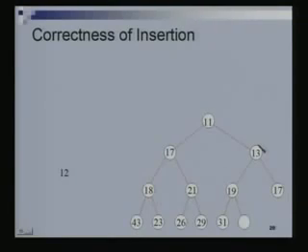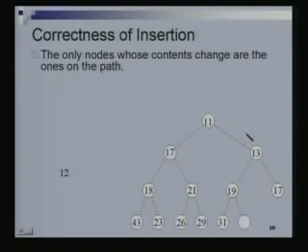Let us argue correctness. Let us argue that this procedure of insertion is really correct. For this we will look at this other view of insertion that we saw on the previous slide. The first claim is that the only nodes whose content changes are the ones on this path. This is the path that we considered, from the newly inserted node to the root, and we are changing only the contents of this part of the path.